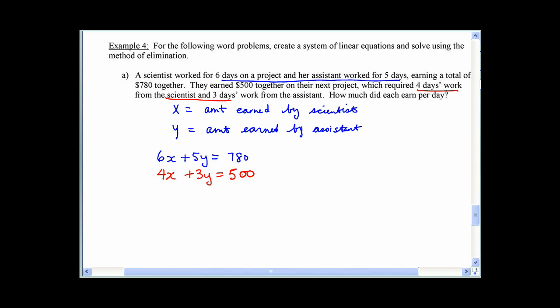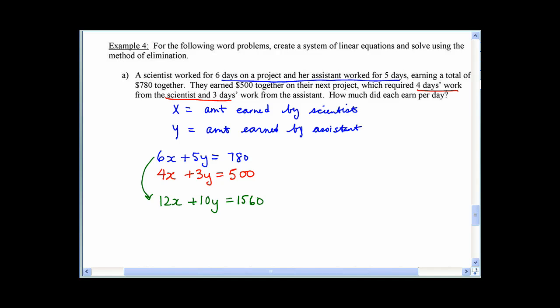Okay, I'll solve this by elimination. Probably want to find, I don't know, it's up to you, make the x's the same coefficient as the y's. I think I'll use the x's this time. 6 and 4, the common multiple there would probably be 12. So 6 times 2 gives you 12, right? So 12x, 5 times 2 is 10y, and what's 780 times 2? Ooh, big number, 1,560 I believe.